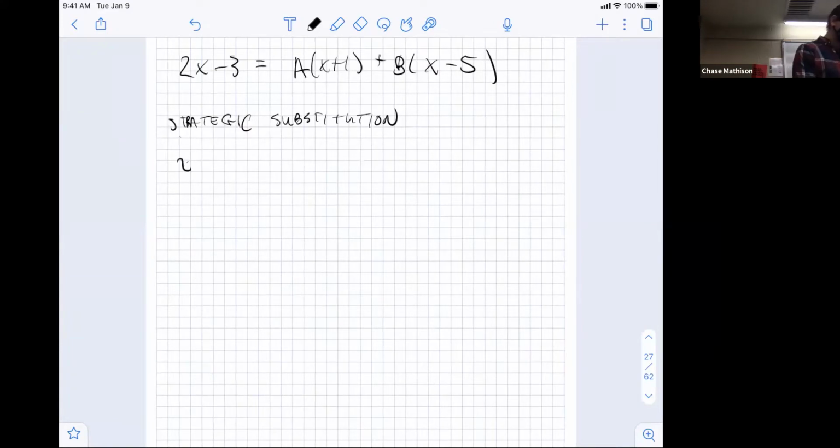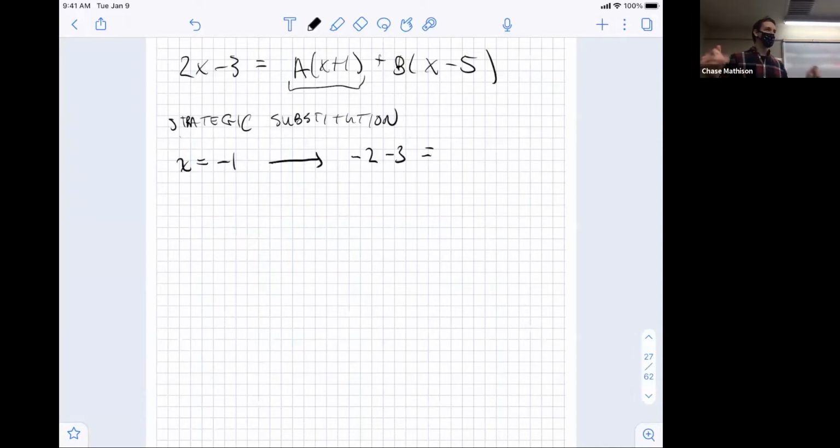Perfect. If I plug in x equal to -1, then this equality still has to hold. It has to hold for every x. So when I plug in x equals -1, on the left, I'm going to get -2 minus 3. And on the right, when I plug in -1 into that first term, it goes away. That was the strategic substitution: plugging in things that will make terms go away on the right-hand side. So I'm going to get 0, A times 0 is 0, plus -1 minus 5, so -6B.